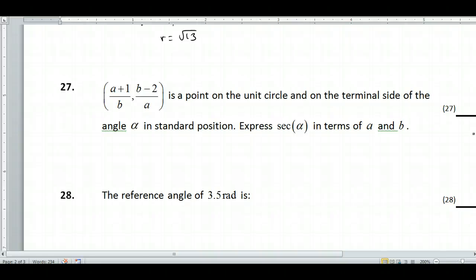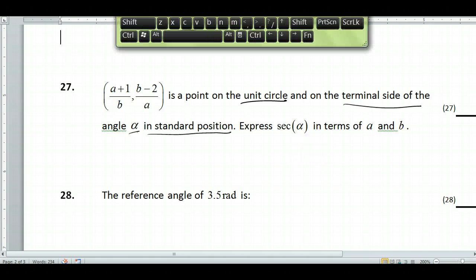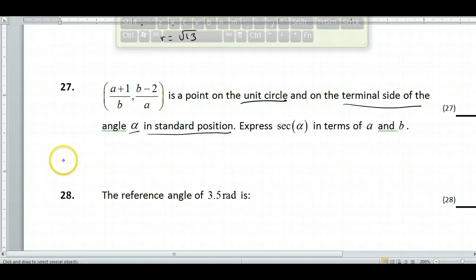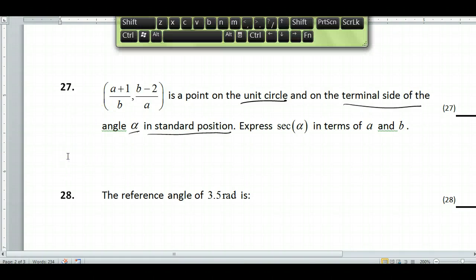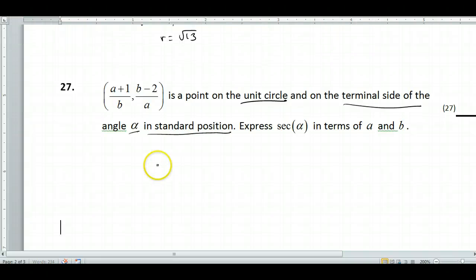What's that? So that's a point on the unit circle and on the terminal side of the angle alpha in standard position. Okay, so I don't really have to draw it, right? But basically, see what's going on here. I need more space, I guess. Let's go right here. Yeah, that will do. So this is what's going on right here.